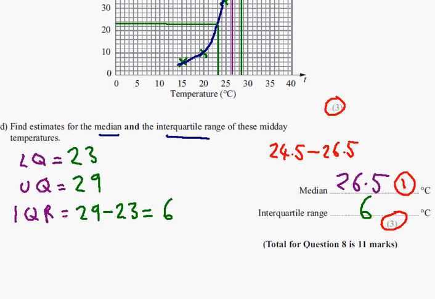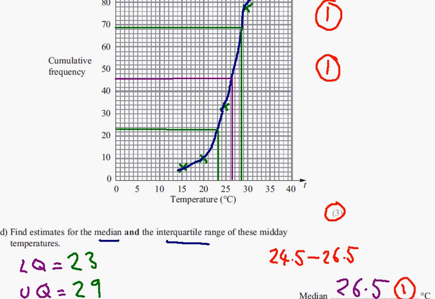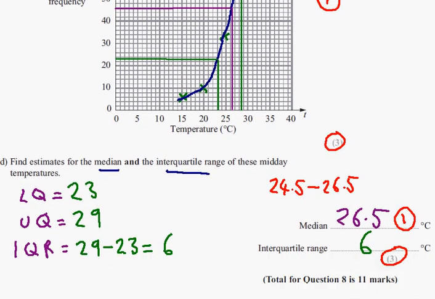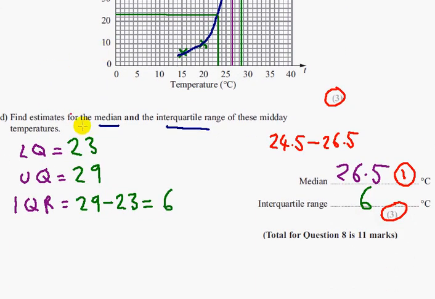For the next mark, they needed to see that you've gone across at the lower quartile of 23 and the upper quartile of 69. That's the next mark, a method mark for doing that. And the third and final mark is for the interquartile range. And that's it.